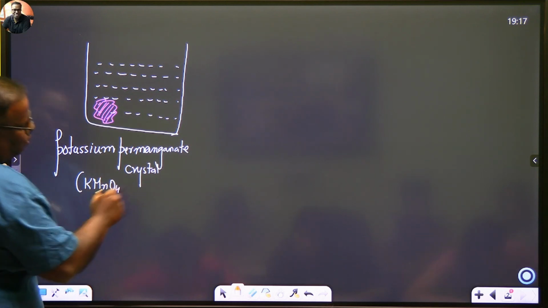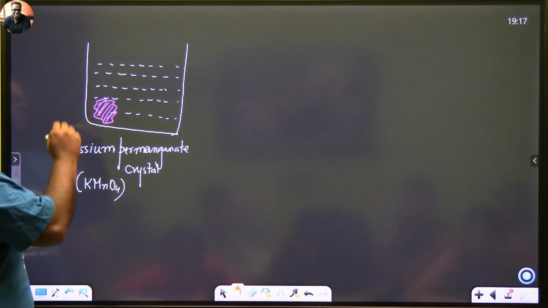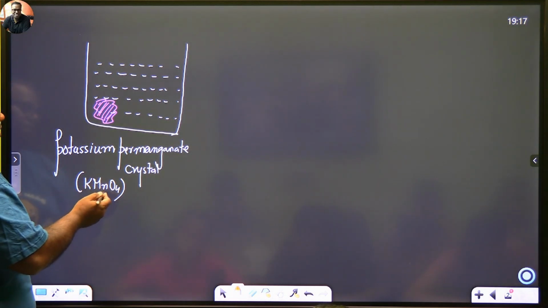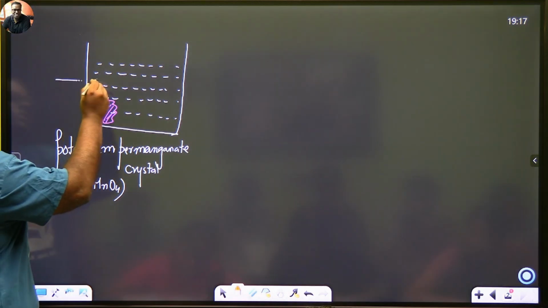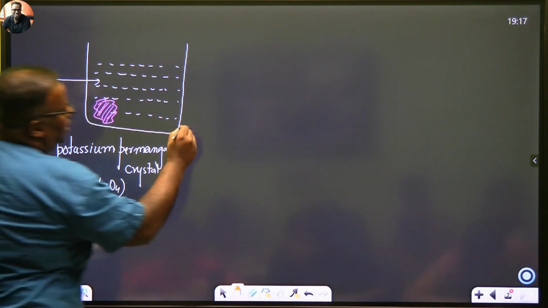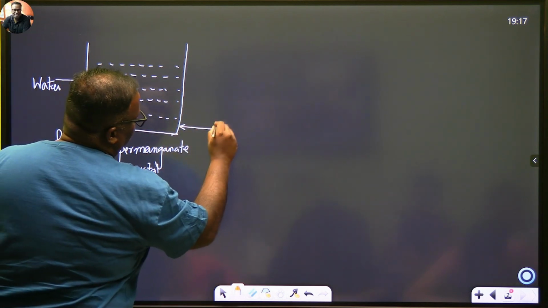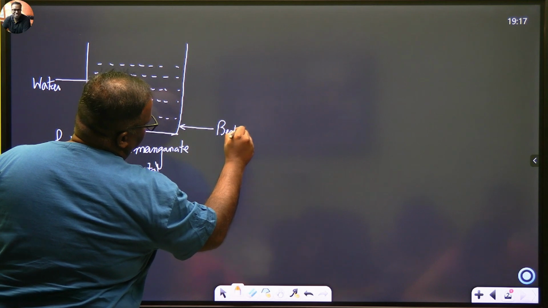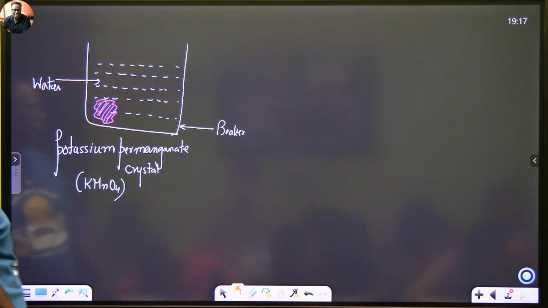Its molecular form, chemical formula is KMnO4. So it contains potassium, it contains manganese, it also has oxygen. And what is this? This is water. And this is my tumbler, or you can say a beaker. This is my beaker. Now what do we observe?